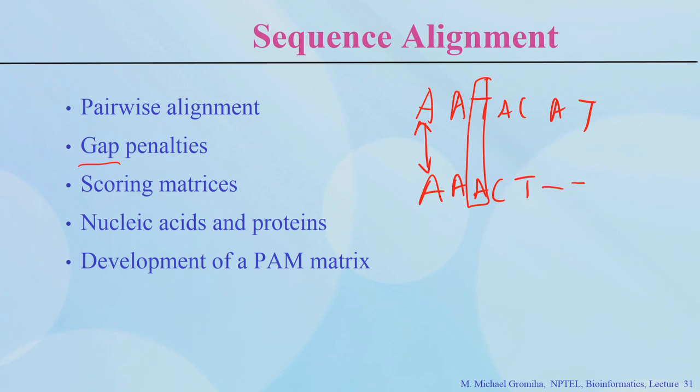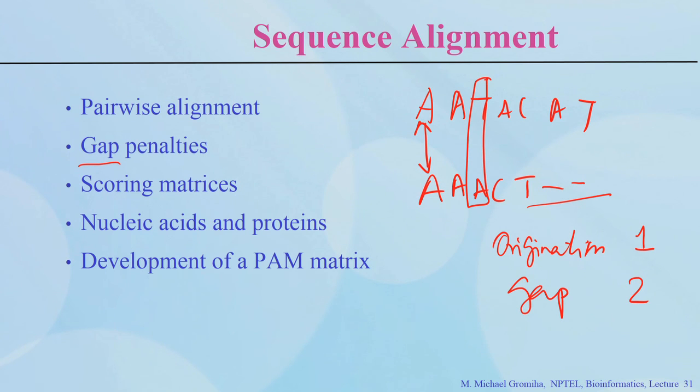What are the different types of gaps we discussed? Which penalties? Origination penalty and the gap penalty. Gap means how many gaps there are, while origination is how many times a gap originates. For example, what is the origination penalty here? 1, because the gap originates only once. What is the gap penalty? 2, because there are 2 gaps, right, like that.